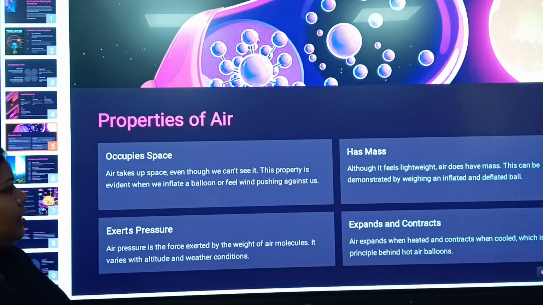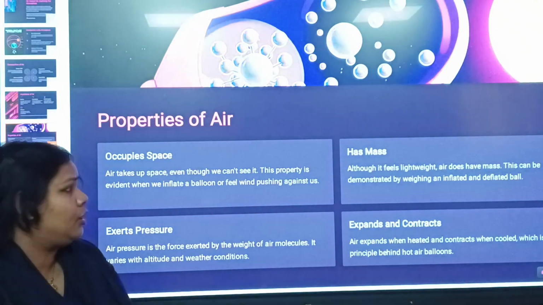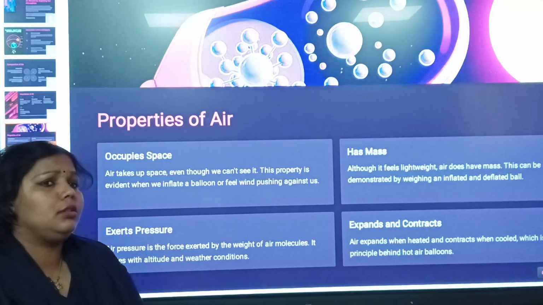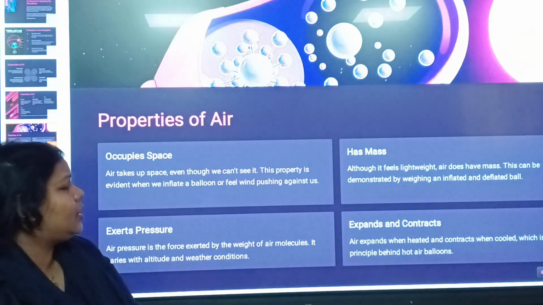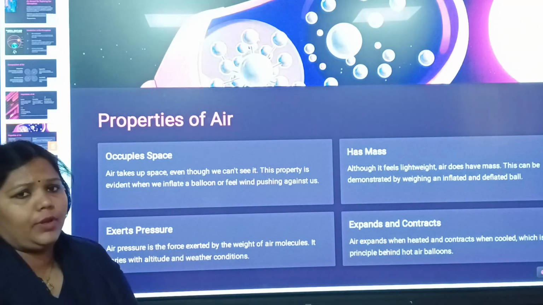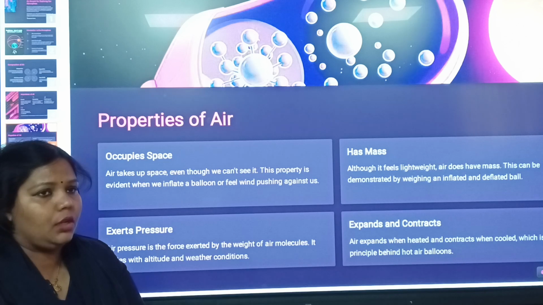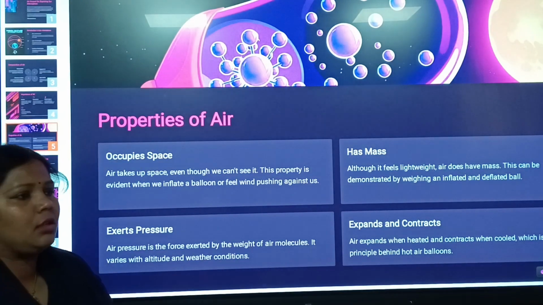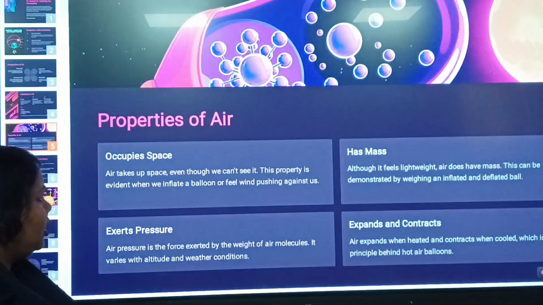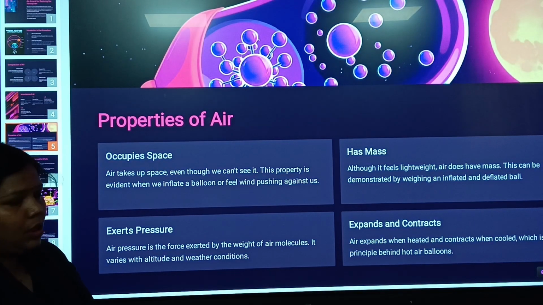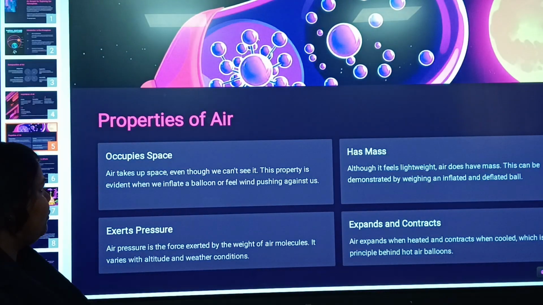Now, properties of air. We cannot see air, but we are feeling it. So what is air and how can we feel it? We can see the properties of air. While we are drinking water, which is composed of the two basic elements, hydrogen and oxygen, there also you can see that air is present. So here we will discuss the properties of air.